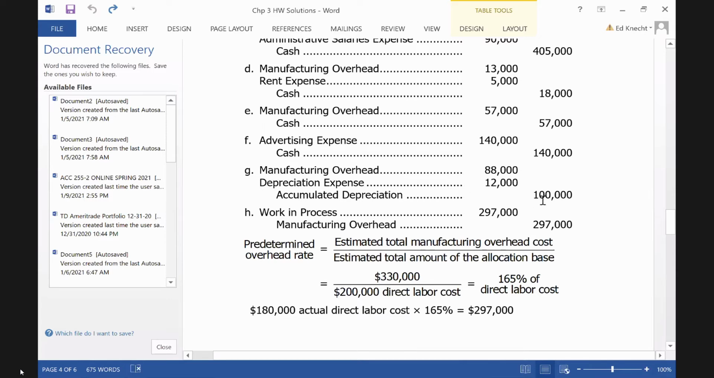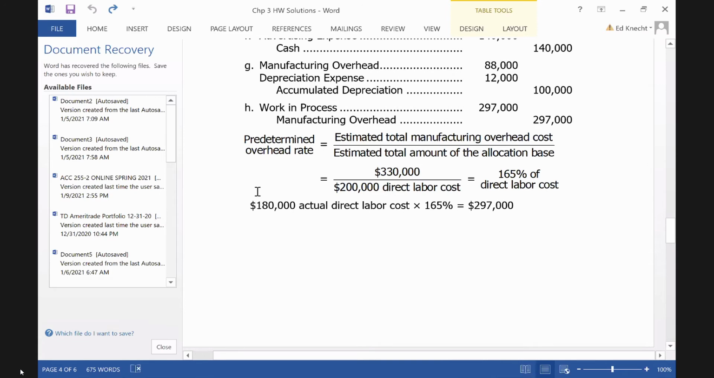And we credit accumulated depreciation for $100,000, because you're going to have that equipment account at cost. And then every time you depreciate it, you credit accumulated depreciation. But you're not going to debit depreciation expense if it has something to do with the manufacturing process. If it has something to do with selling and administrative costs, it's depreciation expense, a period cost.